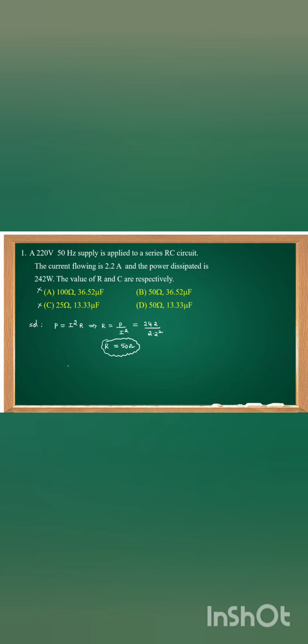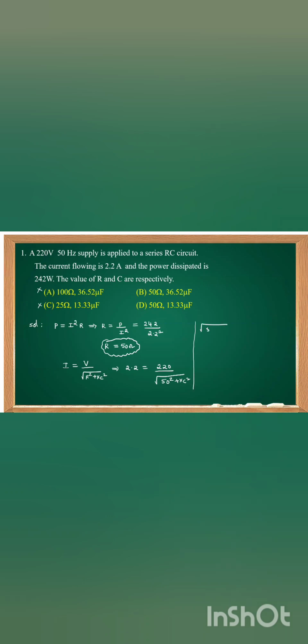Then shall I apply it like this? In an RC circuit, I equals V by square root of R square plus XC square. What is I? It is given as 2.2 amps. V is 220 volts. R square is how much? That is 50 square, plus XC square. From this we calculate XC square.